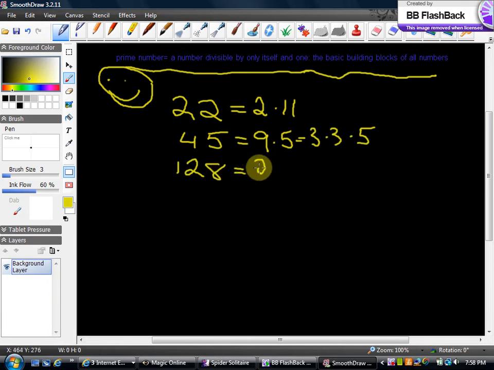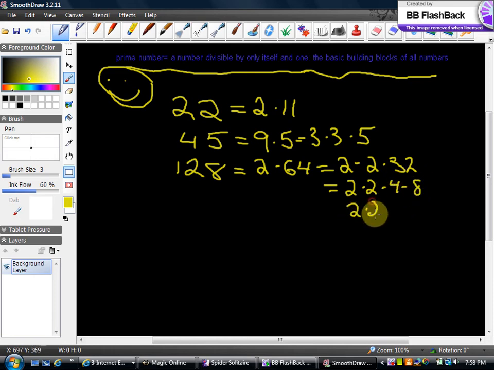And the first step is going to be 2 times 64. But the 64 breaks down. So let's do 2 times 2 times 32. And then it keeps going, into 2 times 2 times 4 times 8, which becomes 2 times 2 times 2 times 2 times 2 times 4. And the 4 still breaks down. So this is actually 1, 2, 3, 4, 5, 6, 7. That means to make 128, you've got to have seven 2s. 2 times 2 is 4, 8, 16, 32, 64, 128.